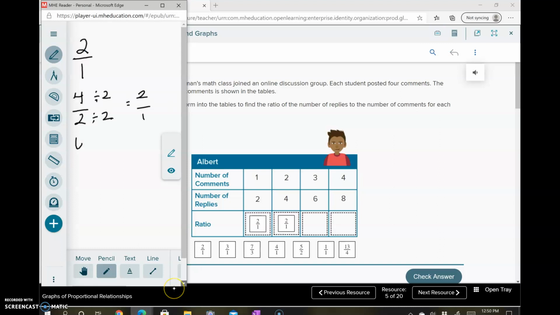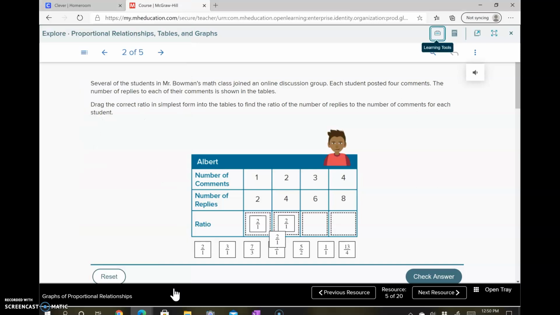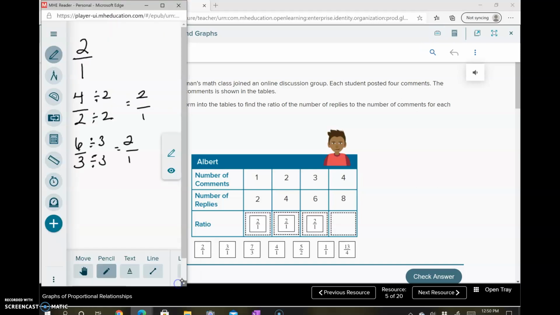So then let's look at 6 over 3, or 6 to 3. Well, they're not even numbers, so I can't just do 2. But I can divide 3 by 3 to get 1. And I know 3 is a factor of 6, so let's go ahead and do that. So 6 divided by 3 is 2. 3 divided by 3 is 1. So I can go ahead and drag that there. And then our last one, 8 replies to 4 comments.